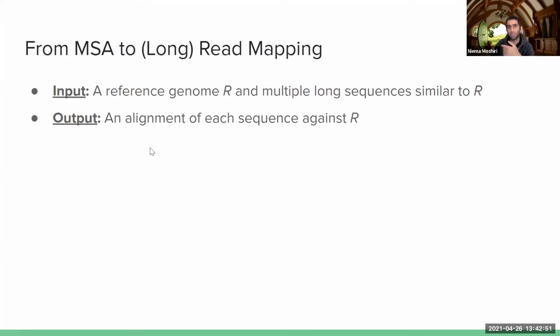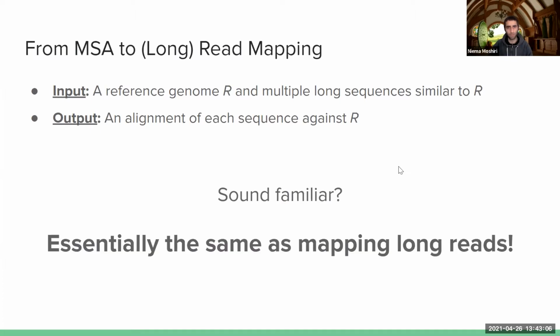And then my output is an alignment of each sequence, each of my reads against the reference genome. So exactly the read mapping problem that we talked about a few weeks ago, this is basically what the read mapping problem was. Does that kind of make sense?